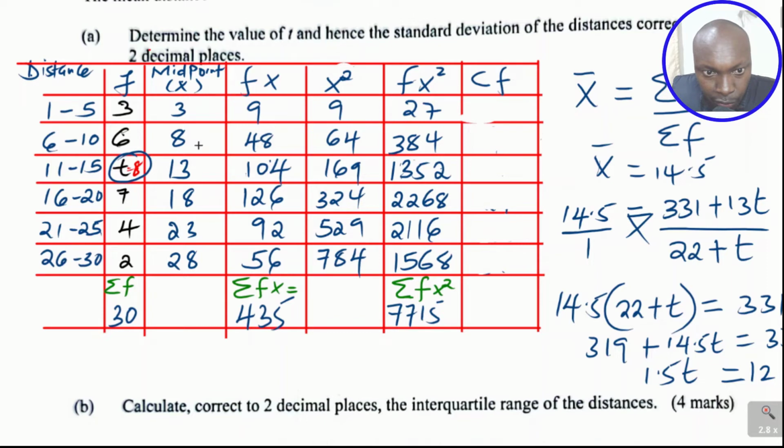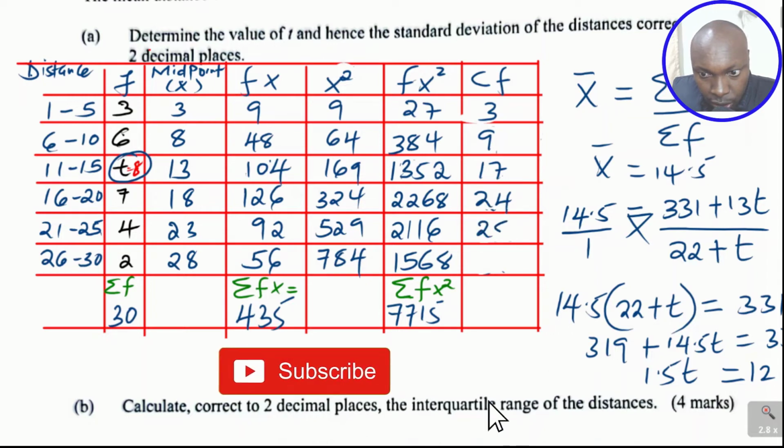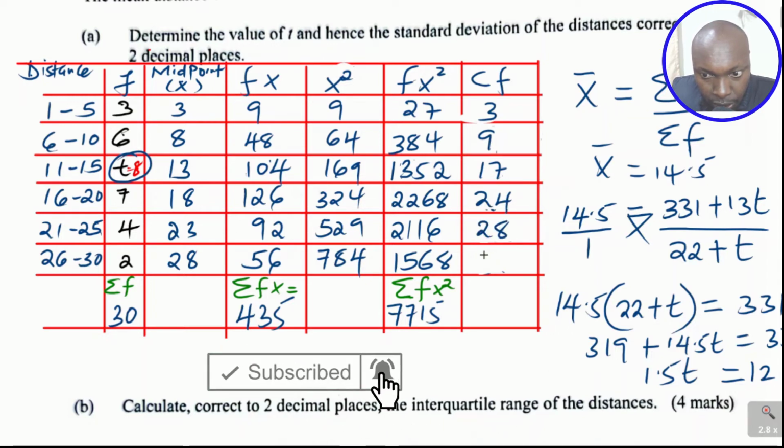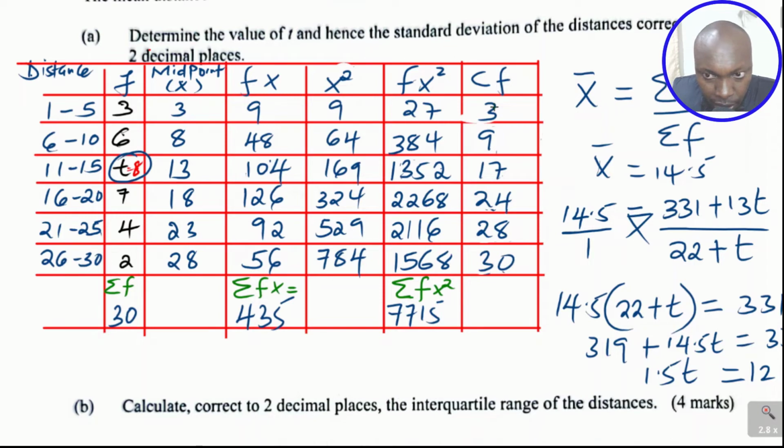Then we can get the cumulative frequency. How do we get the cumulative frequency? We just start from the first frequency, which is 3. Then we keep adding. 3 plus 6, we get 9. Then 9 plus 8, we get 17. 17 plus 7, we get 24. 24 plus 4, we get 28. 28 plus 2, we get 30. So from the first one, you just go adding cumulatively.